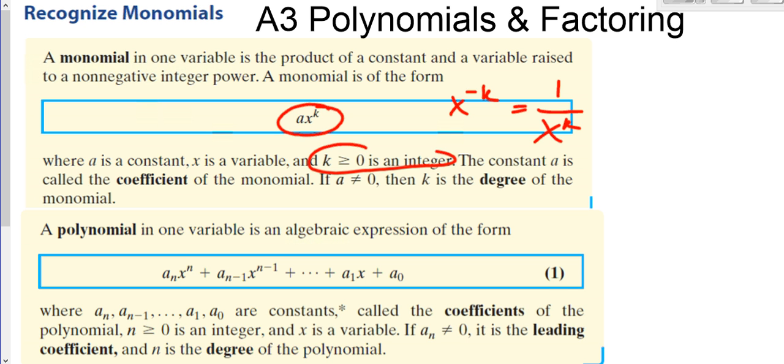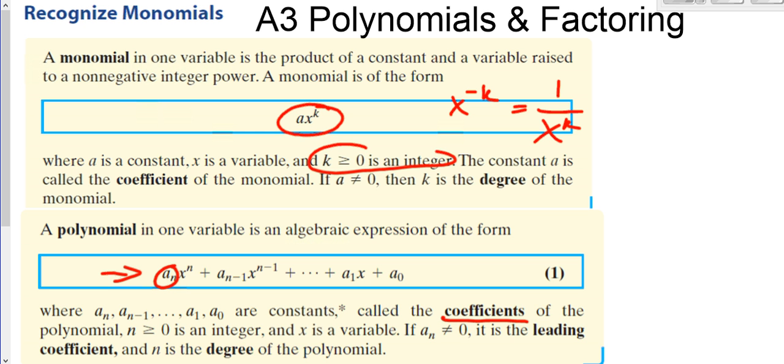So a polynomial in one variable is an algebraic expression of the form looking like this, which is a sum and difference of a bunch of monomials. So there's multiples. Notice that we can have constants in front of our x values, okay? And those are called coefficients. When n is greater than 0, it is an integer, and x is a variable. Okay, so x is what's going to be changing, typically our independent variable.